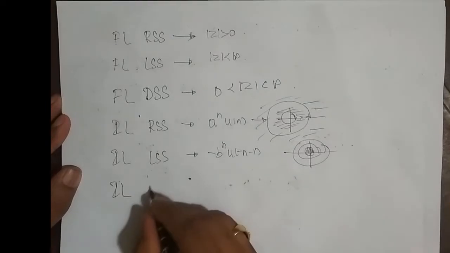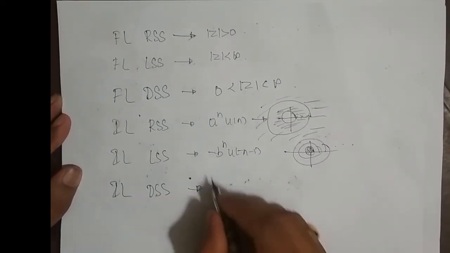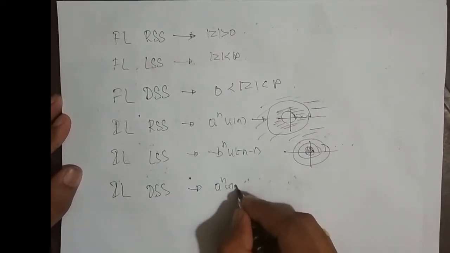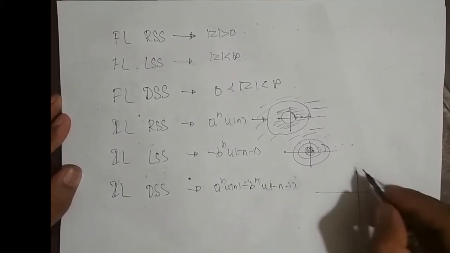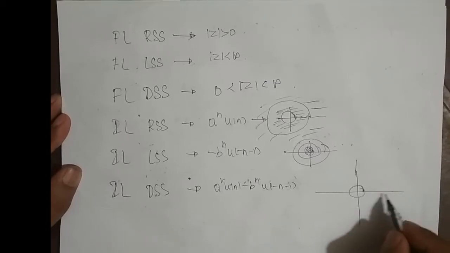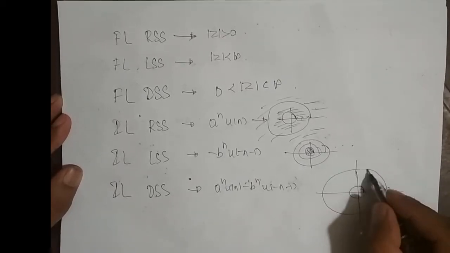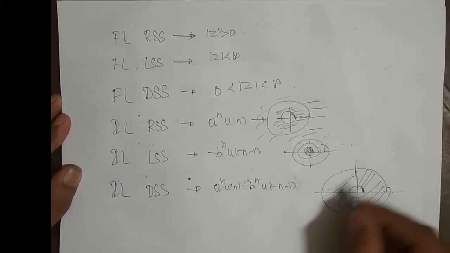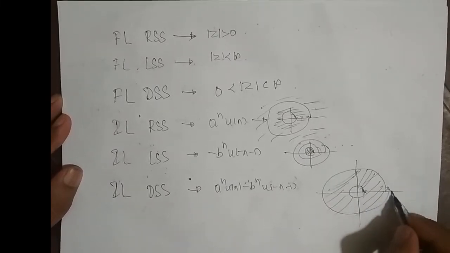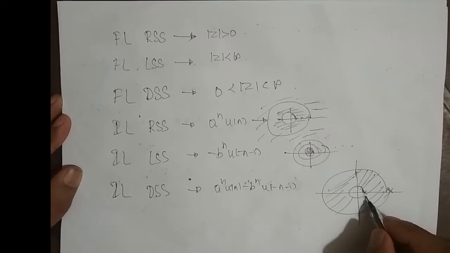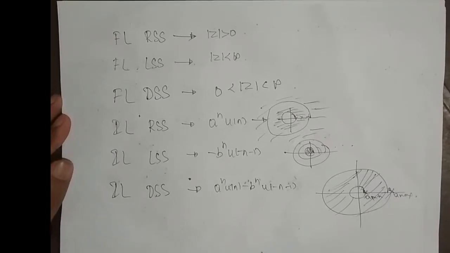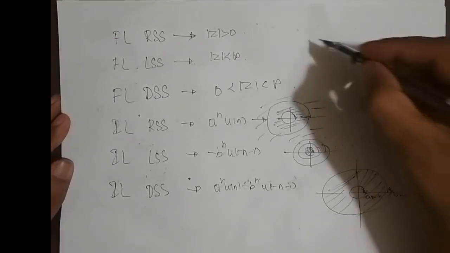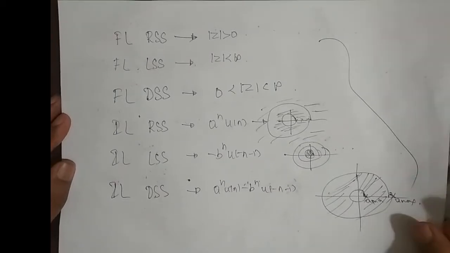And what was infinite length double-sided sequence? It was like combination of these two, a power n u of n minus b power n u of minus n minus 1. And what was the ROC? It is in between inner circle and outer circle, right? This was the ROC. This was the pole and this was the outermost pole. This is the innermost pole A1, this was A minimum and this was A maximum, the outermost pole. Okay, fine. And all these are actually properties of ROC which I have listed here.